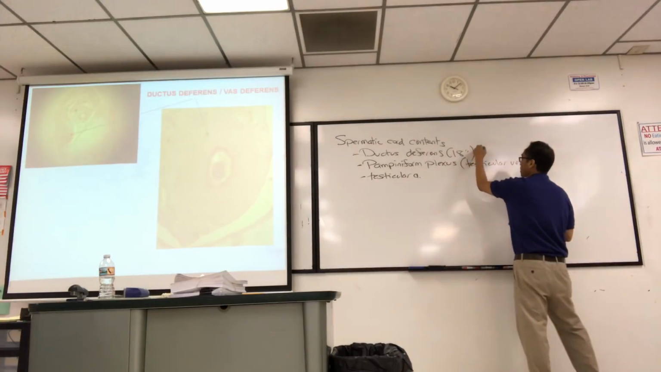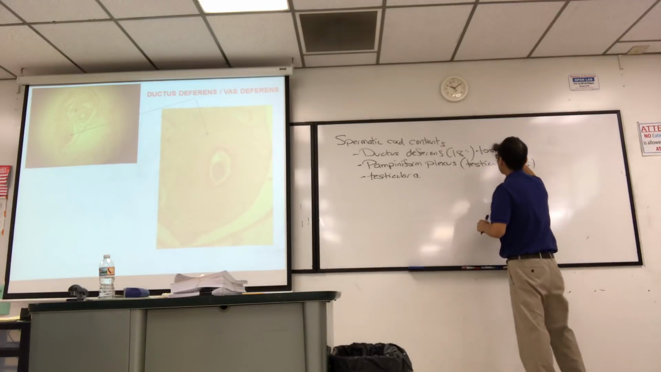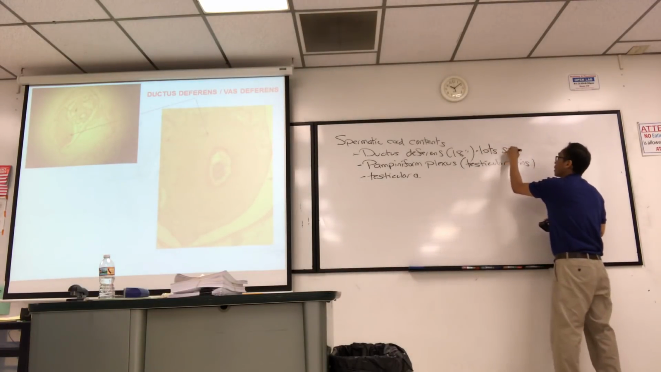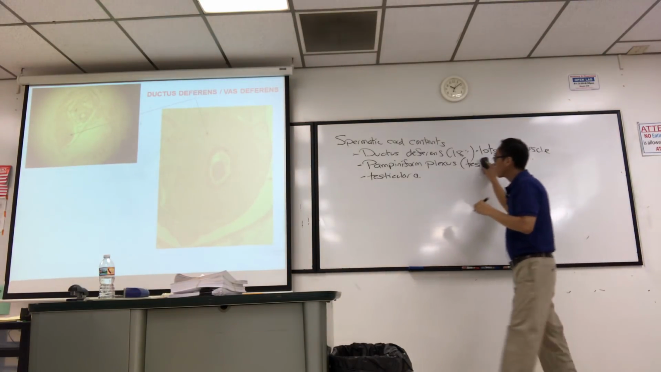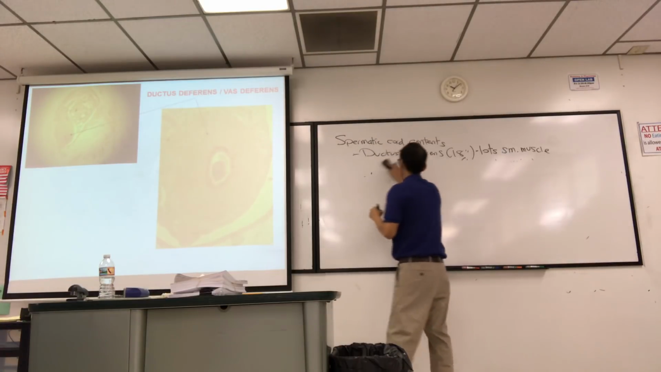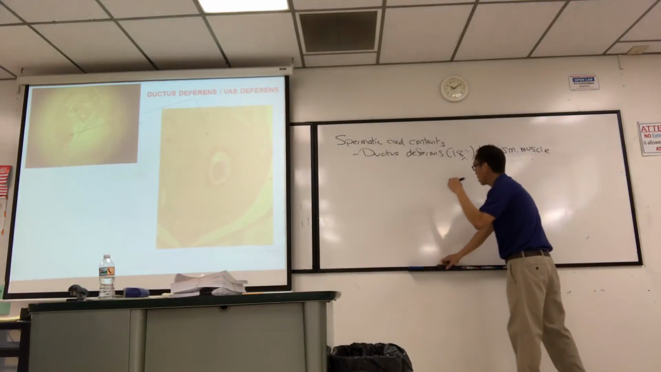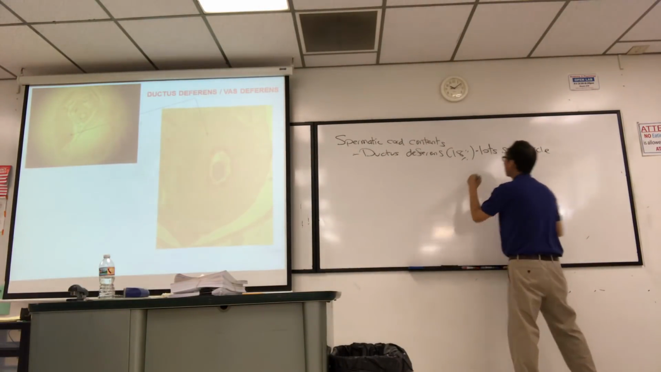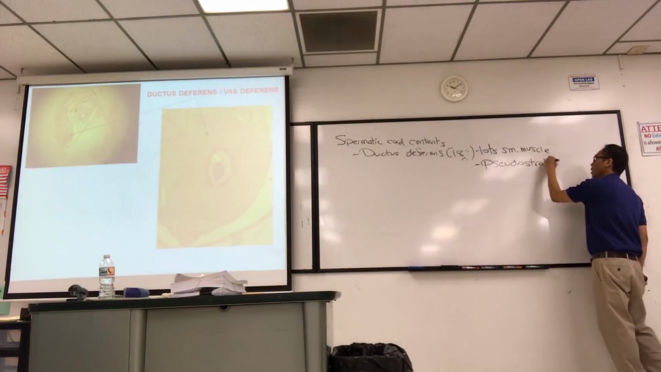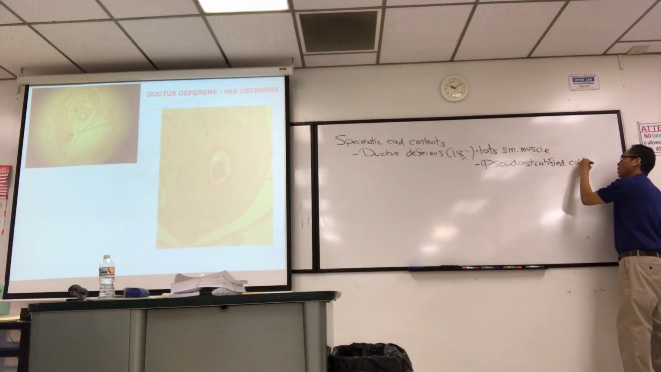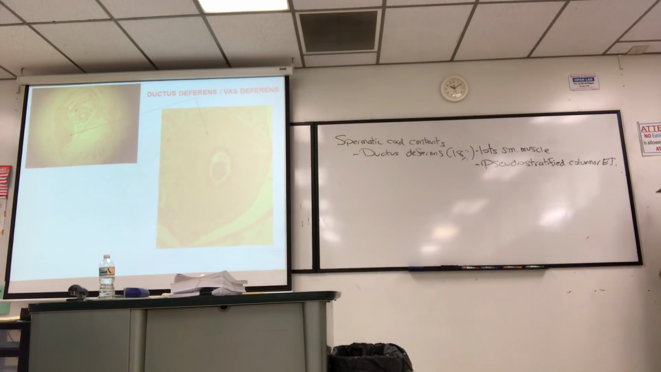Tag onto the Ductus Deferens: lots of smooth muscle. Lots, not losts. I'll describe the epithelium as pseudostratified columnar epithelium with stereocilia.